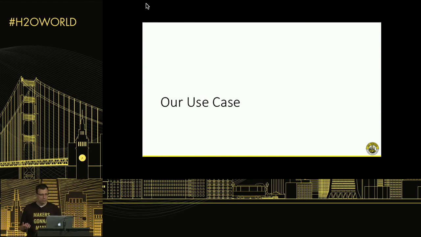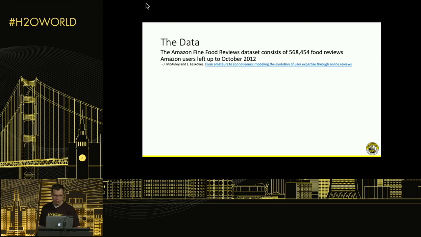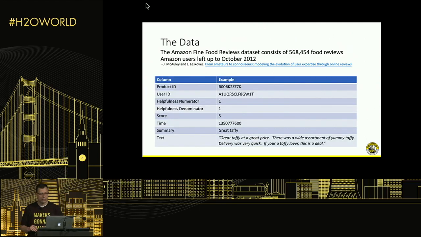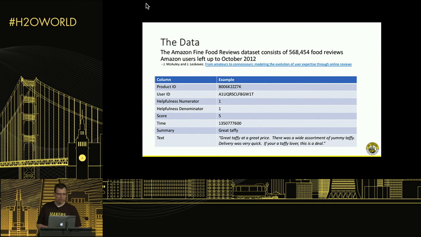Okay, let's go to the use case that we will be working with today in the hands-on part of the session. We will be using the Amazon fine food reviews dataset. The original dataset has over 500,000 food reviews. We will be using just a subset of that so that everything is fast for demo purposes. But the individual rows look something like that. It's not that much information, just a few columns.